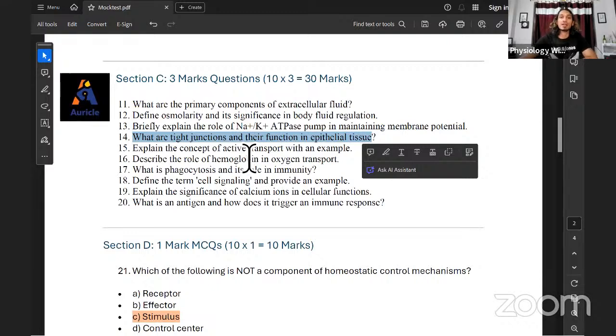All right. Now, what are tight junctions and the functions in epithelial tissue? So here again, 3 marks separately, since it is asked, you'll have to draw the diagram properly and explain. And function again, paracellular flow. We talked about it. Okay, we talked about the paracellular flow.